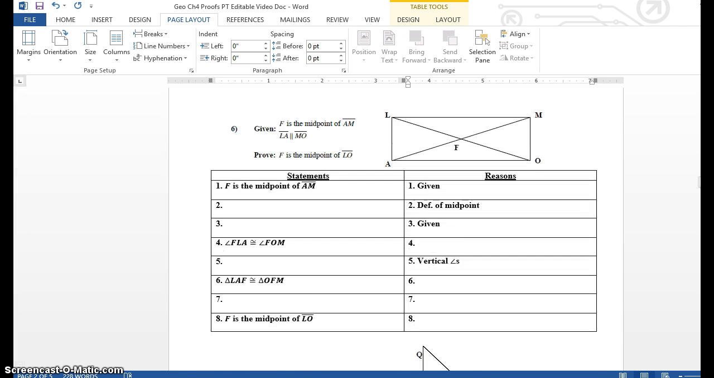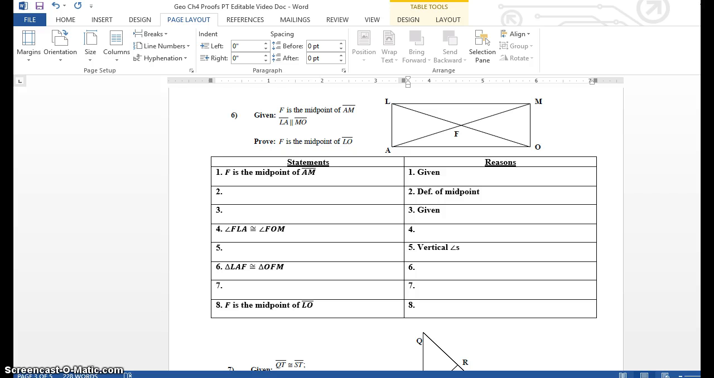Let's move forward. Number 6. Number 6, this time we have to start filling it out on our own. So let's work it through. Okay, so I'm going to start backwards just for fun. Whoa, F is the midpoint of LO. Okay, so I don't know that definition. But what I do know is that to get to this part, well, I'm going to look ahead.